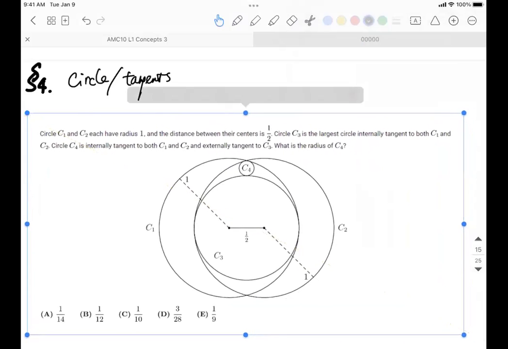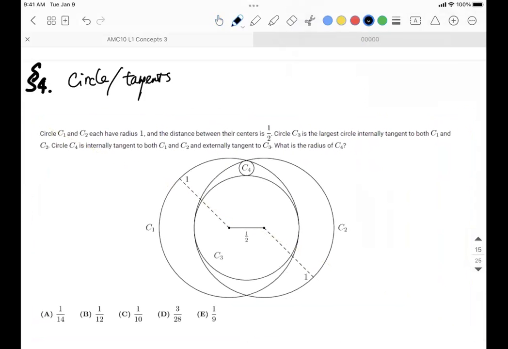So this is a problem also from 2023, AMC10A, question number 22. So the problem says you have 2 circles, C1 and C2. Each of them has a radius 1.